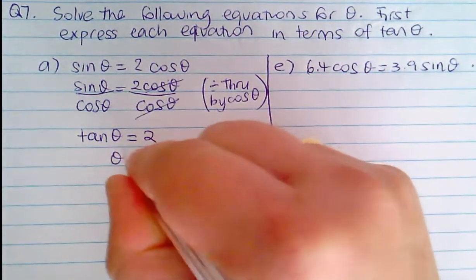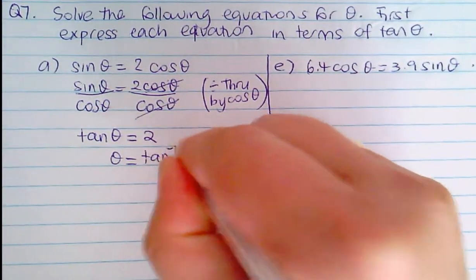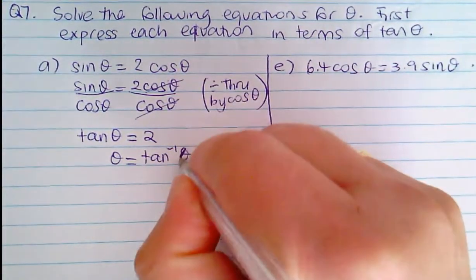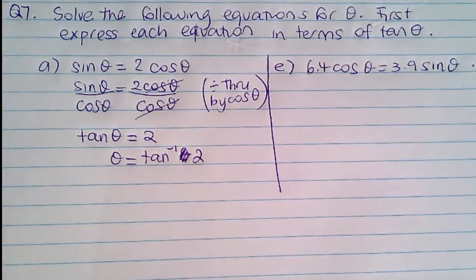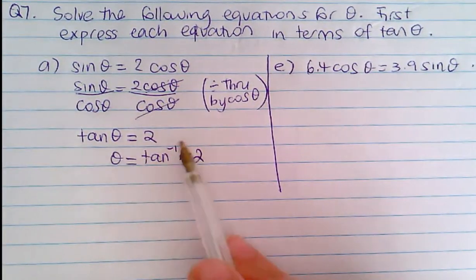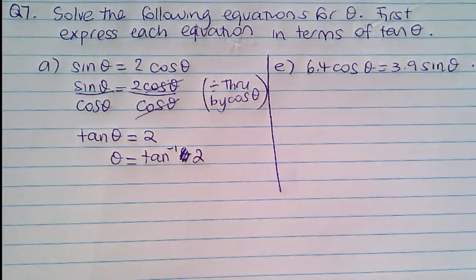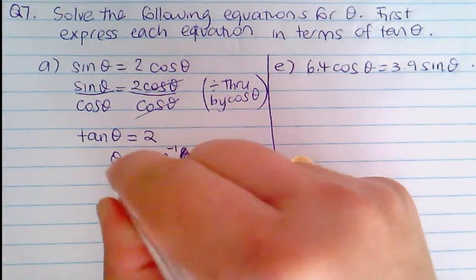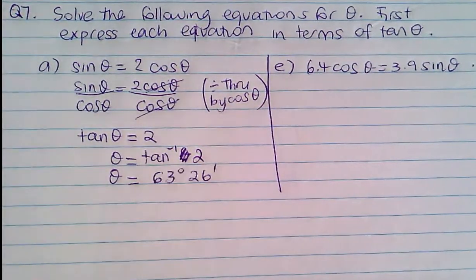And again, using your calculator, theta is tan to the minus 1 of 2, shift tan of 2. So to find the angle, it's just shift tan of 2 using your calculator. And if you could give this answer, please, in degrees and minutes. For this, in degrees and minutes, we get 63 degrees, 26 minutes.